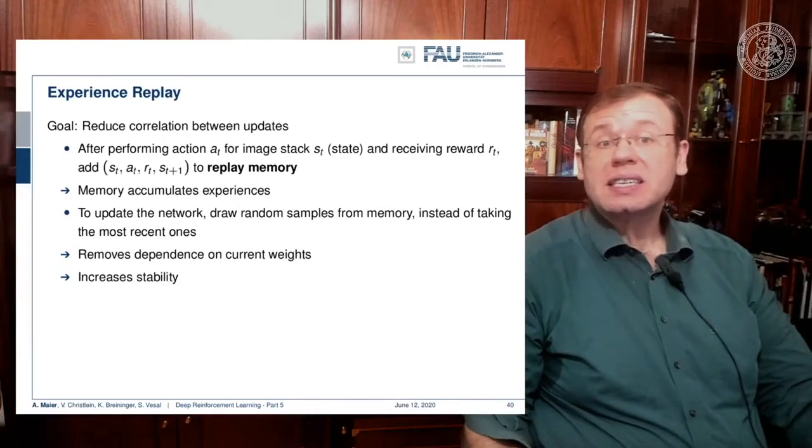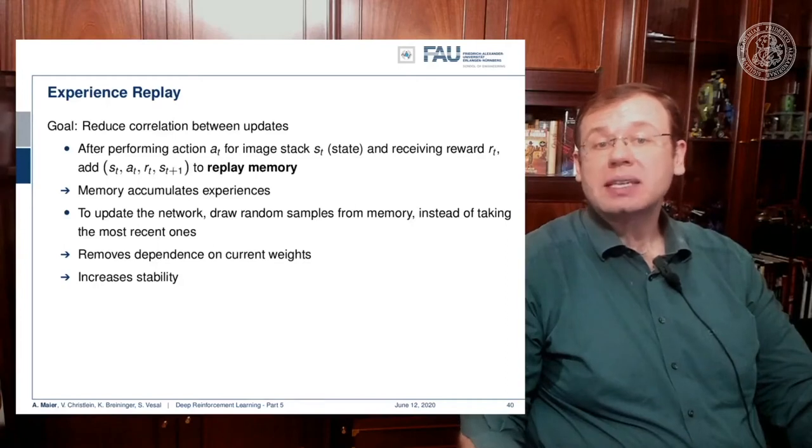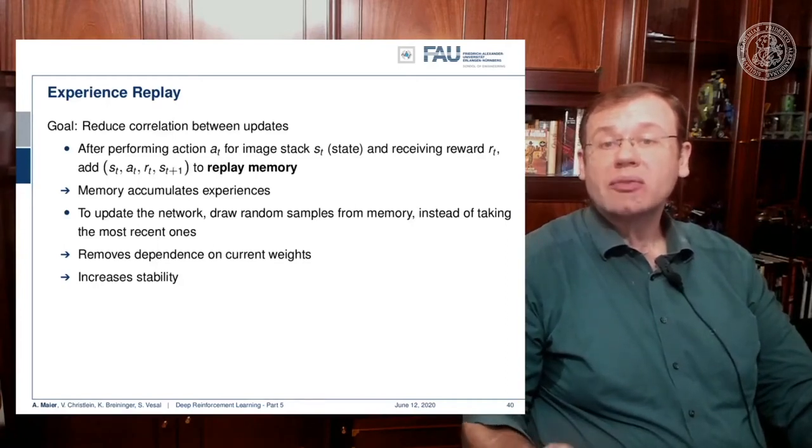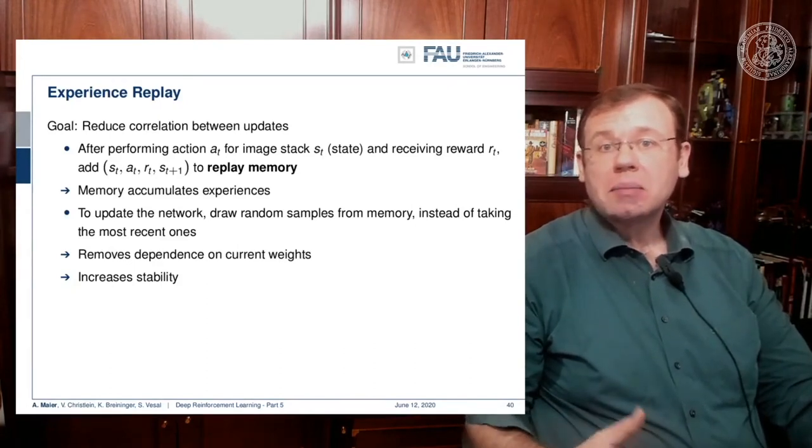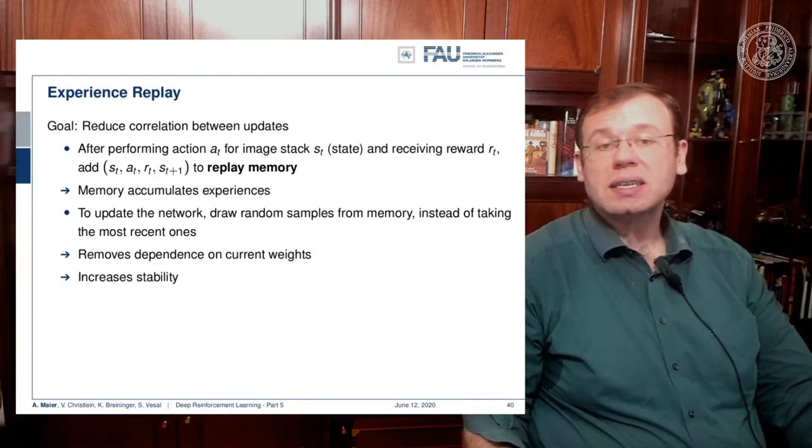Another trick they have been using is experience replay, and here the idea is to reduce the correlation between the updates. So after performing an action A_t for the image stack and receiving the reward, you add this to the replay memory. And you accumulate experiences in this replay memory, and then you update the network with samples drawn randomly from this memory instead of taking the most recent ones. And this way you can stabilize and you're not focusing too much on one particular situation of the game, but you try to keep in mind all of the different situations of the game. And this removes the dependence on the current weights and increases the stability.